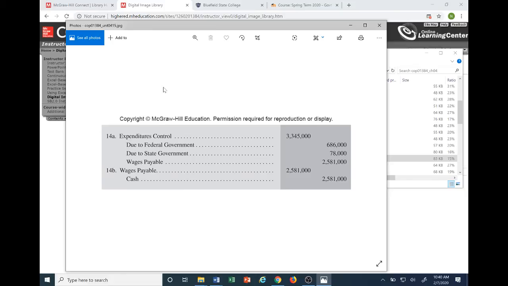So it's kind of cool seeing how companies deal with the back end of the payroll, right? So you see it coming out of your check, but then you see what they have to do with it on their back end of it.